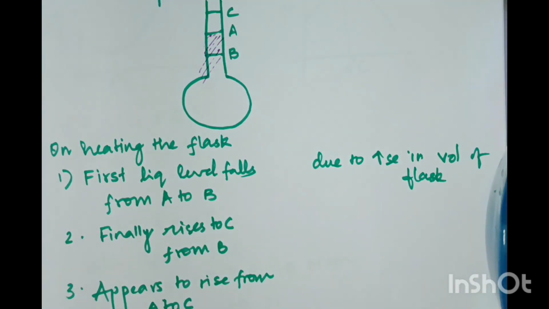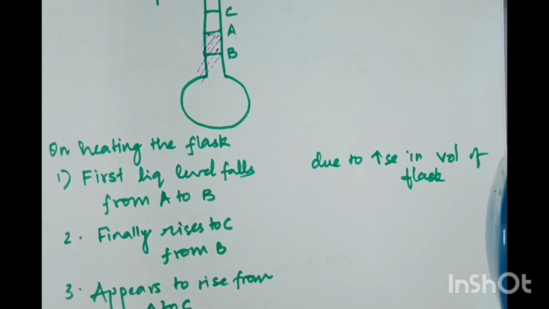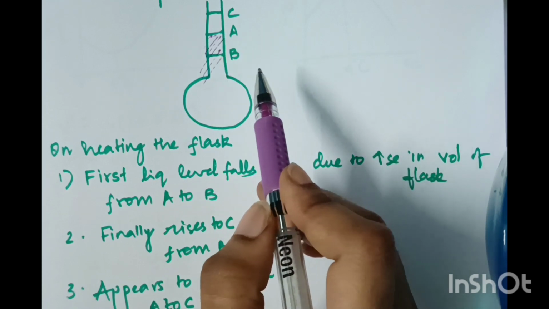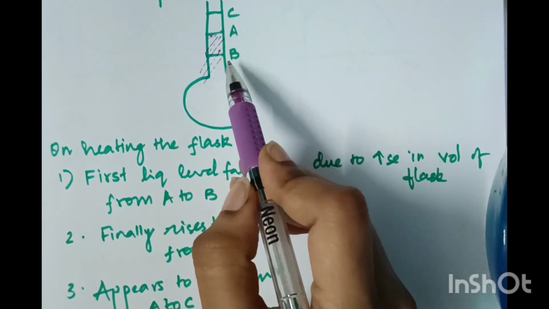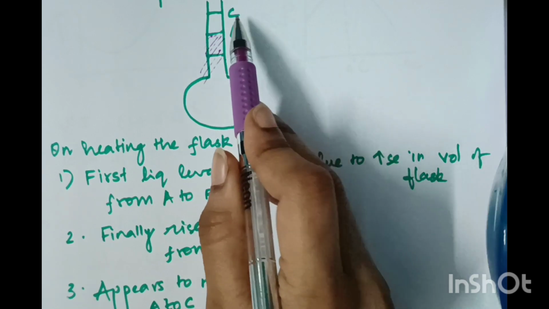Because of that expansion of the flask, the volumetric expansion of the flask, the liquid level is immediately falling from A to B. But on further increasing the temperature, the liquid also expands. So the liquid is going to expand from B to C. Initially it was at A, and because of expansion of the solid, that is the flask, it has fallen to B. Now it is going to increase its volume from B to C.